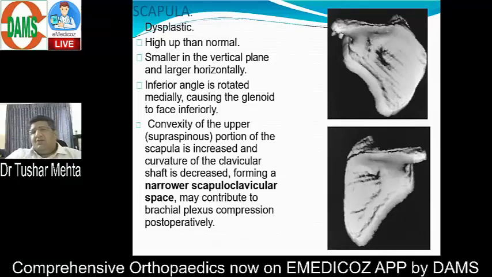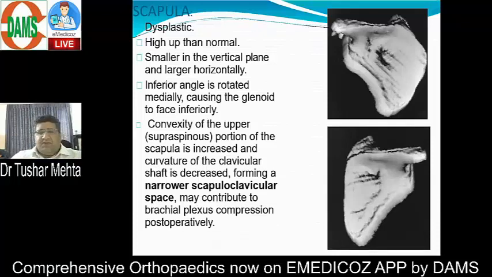Because of which there are chances of brachial plexus compression, and that is a very important reason why in certain surgeries of Sprengel's deformity we have to do morselization of the clavicle. Because, I'm telling you again, there's a supraspinous part, normally it is convex, so the convexity is increased, so the distance between scapula and clavicle is decreased, because of which it leads to brachial plexus compression. So that is one pathophysiology.